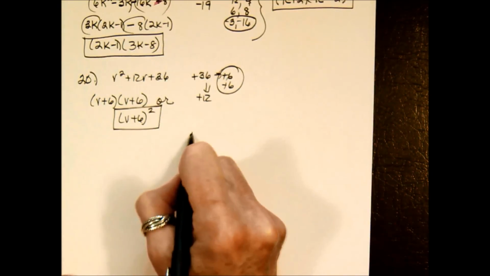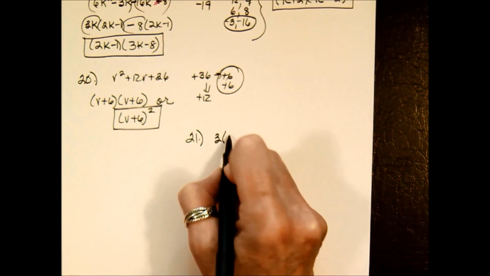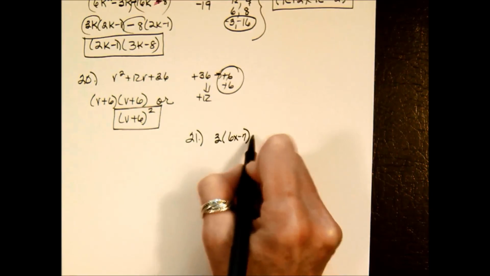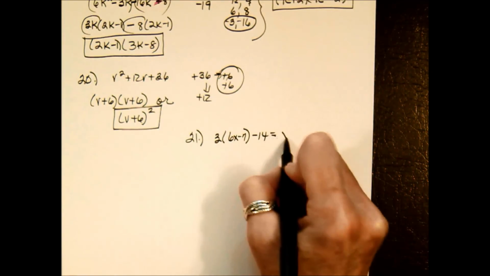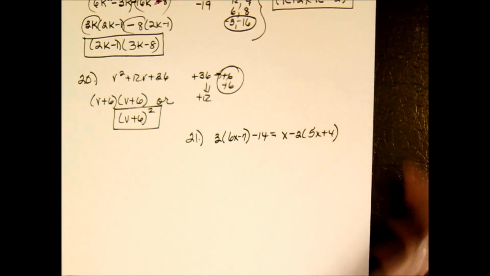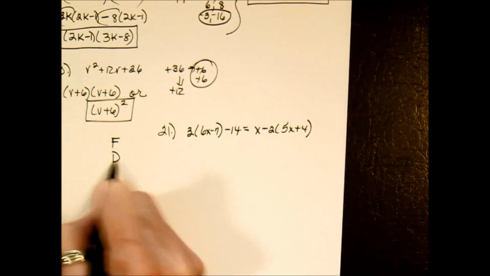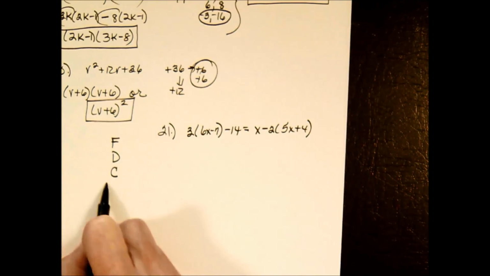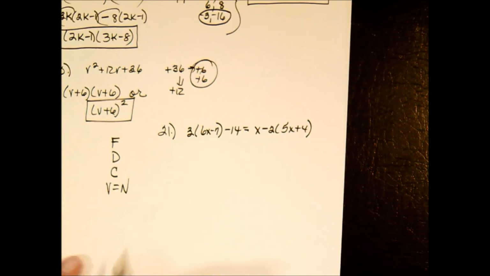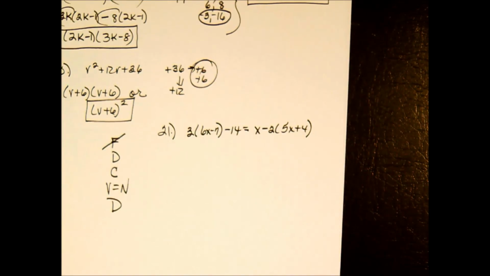And finally, number 21 is a solve. 3 times 6x minus 7 minus 14 equals x minus 2 times 5x plus 4. Our steps for solving are get rid of fractions, distribute, combine like terms, get variables equal to numbers, and divide. So let's distribute because there are no fractions. So distribute that 3.